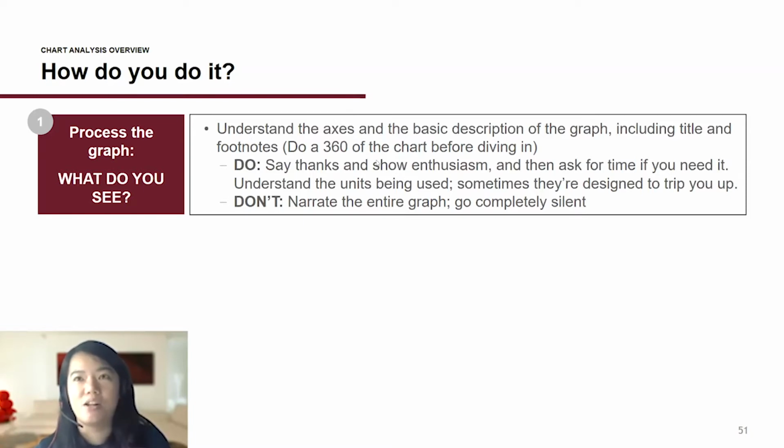Once you understand all of this, don't read it one by one, don't say I look at the y-axis, it says this, the x-axis says this, the footnote says this, don't read out the graph. But basically use one sentence to summarize what this graph tells you about. Okay, so don't narrate the entire graph, but don't stay silent either. So the moment you receive it, say thanks, then immediately summarize it, the first thing that you see.